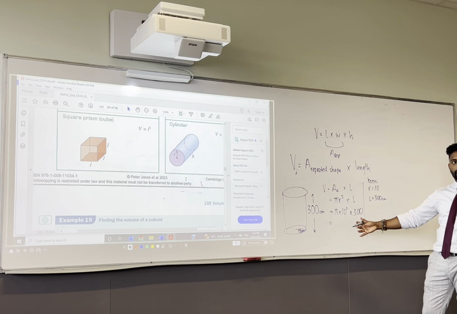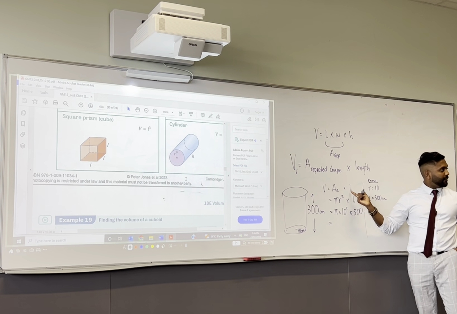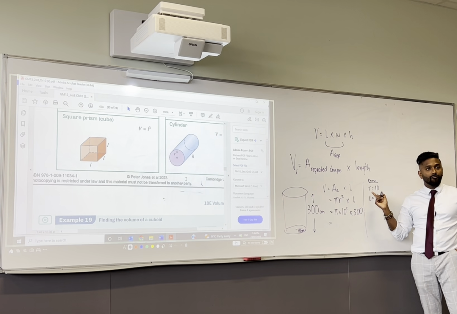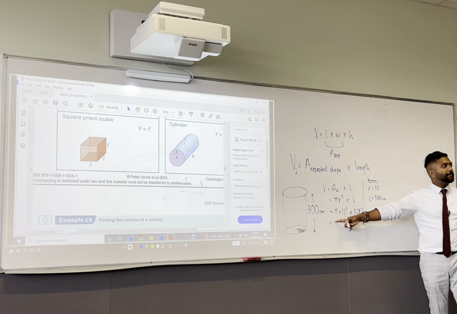That's your strategy. Step 1, draw your diagram. Step 2, put your formula: area of the repeated shape multiplied by length. Step 3, write down what you know. Step 4, substitute. It's literally just copy and paste.